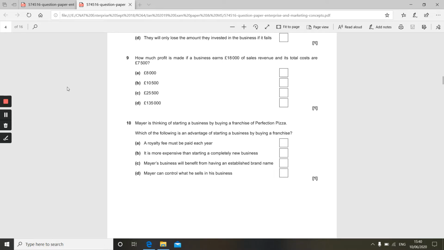Question number 9 is one of the first questions that looks at finance. Okay, and so this one is quite a simple calculation. It's asking you to calculate profit. And if you remember what the formula for profit is, which is sales revenue take away total costs, that will give you the answer. And if you've got a sales revenue of 18,000 and a total cost of 7,500, you now have to work out how much profit you have. And you've been given 4 different options there.